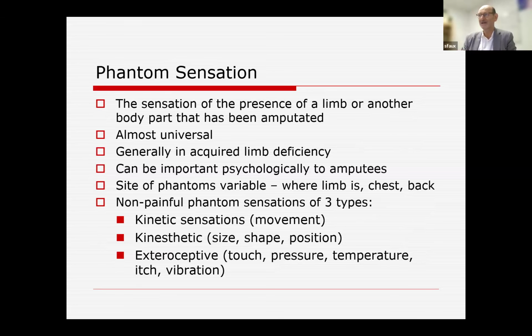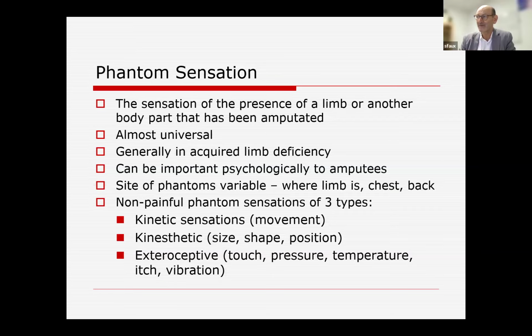Phantom sensations are almost universal. They are also found in people who are born without limbs. And they can be very important psychologically to amputees. We also notice that the sites of the phantoms are variable. So if you have it in the upper limb, you can get pain in your chest, and if you're in the lower limbs, you can get it in your back as well as your missing leg.